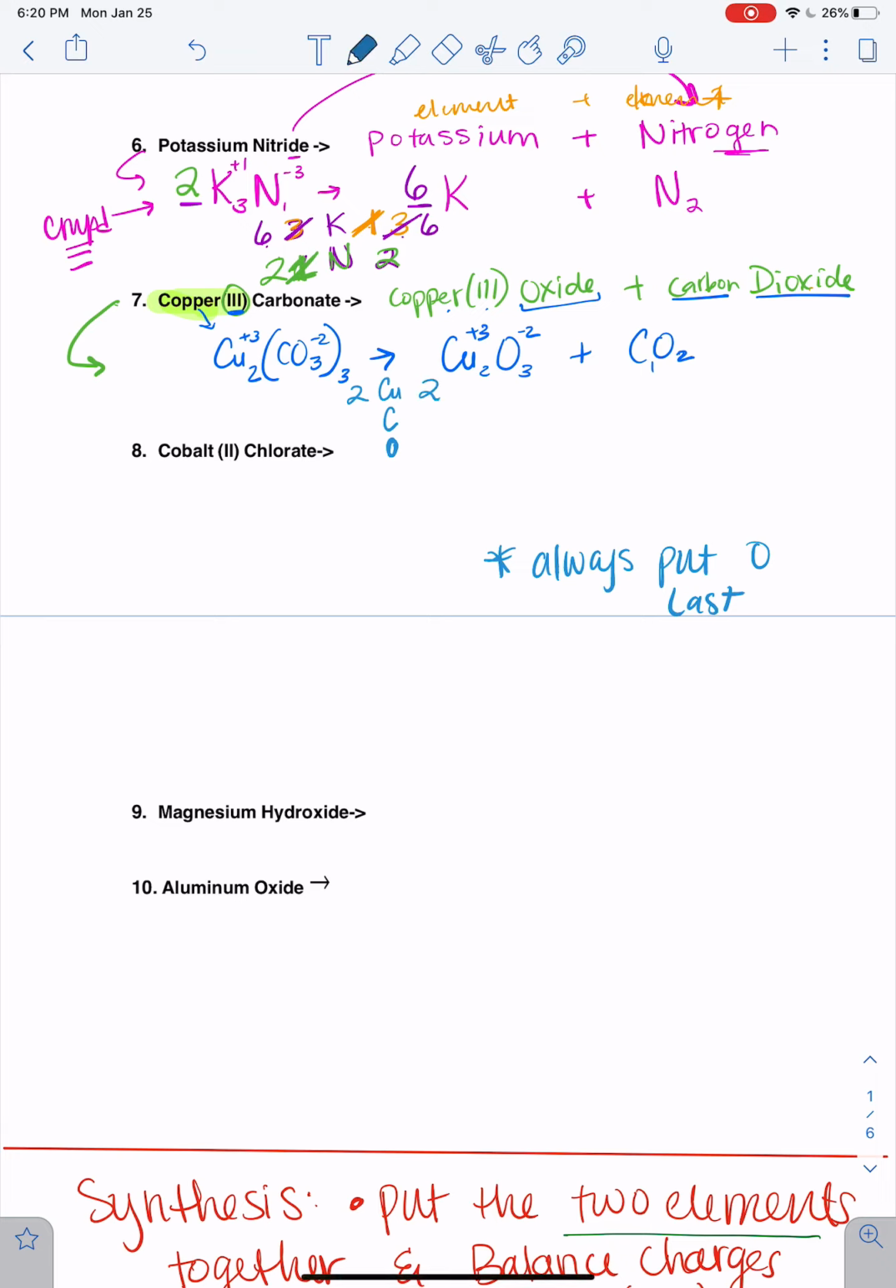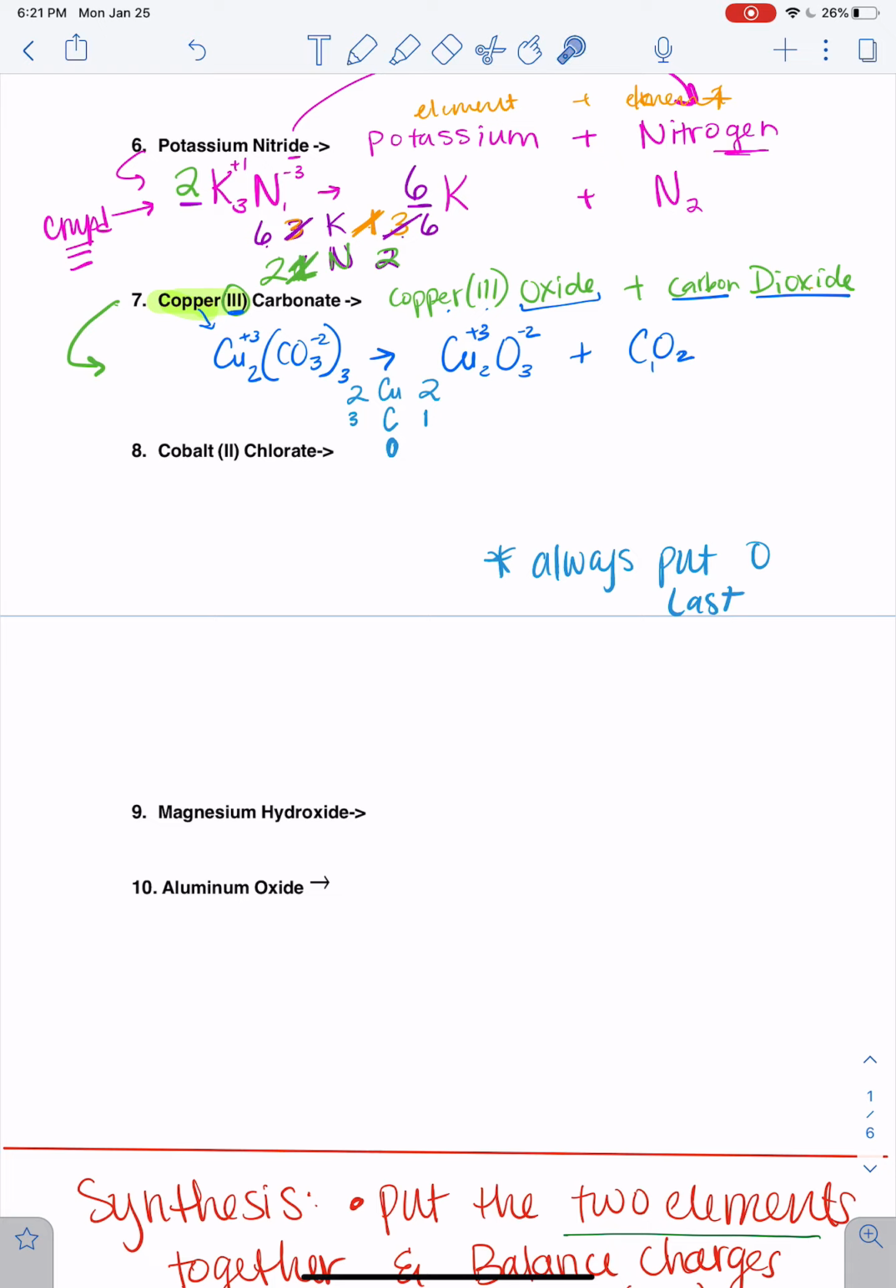Now for my carbons, I have a C, but notice this 3 out front. Remember the 3 applies to the entire compound. So the 3 applies to the C. So I have 3 carbons. Now on my product side, I don't have any C's here, but I have a C in the carbon dioxide, and I have 1 of them. So I'm just going to put 1.